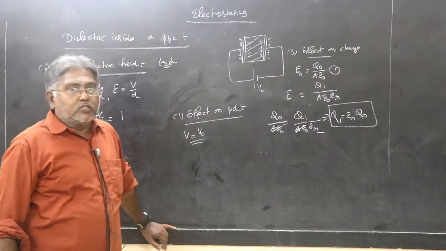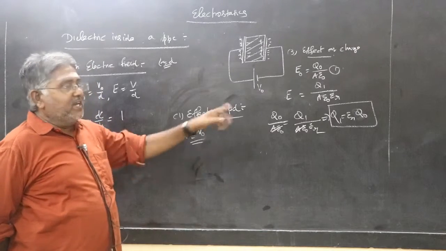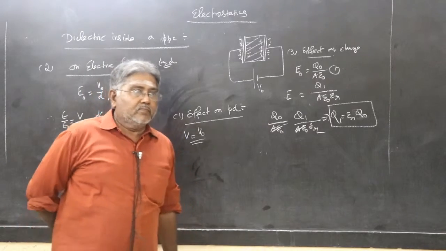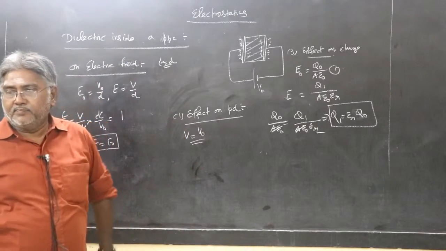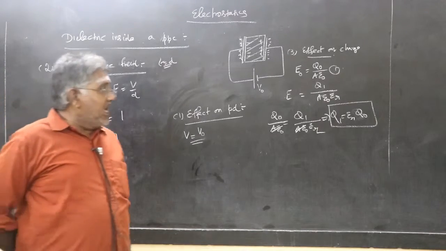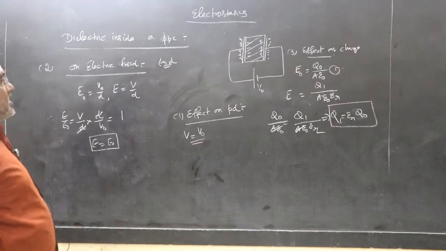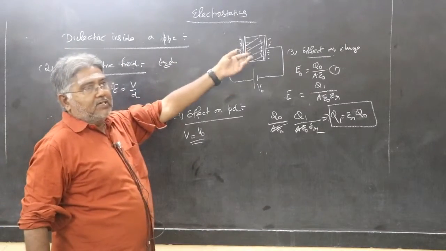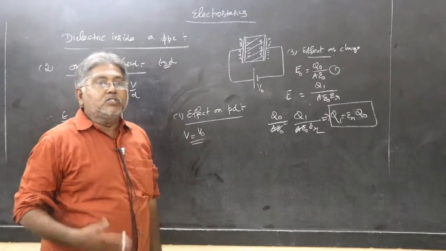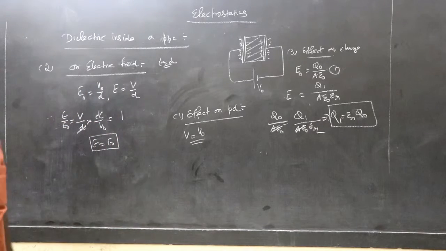So what is the inference? Charge increases by a factor of the dielectric constant of the medium. So for more charges, more electric field, then because of the dielectric, less electric field, the overall effect is no change in electric field. Is it understood? Then what is the next one?